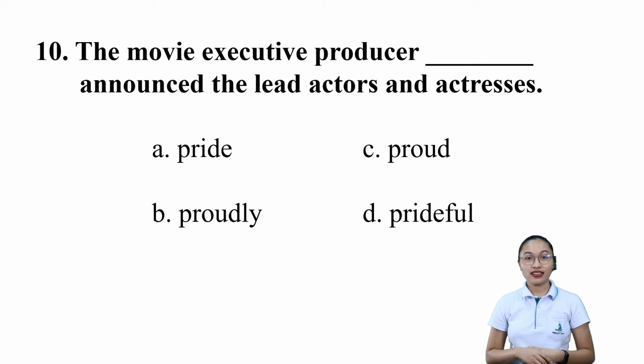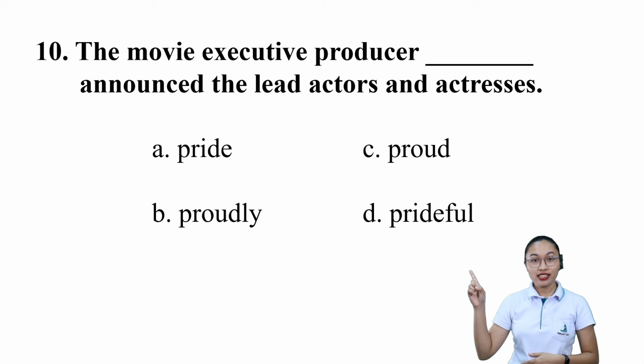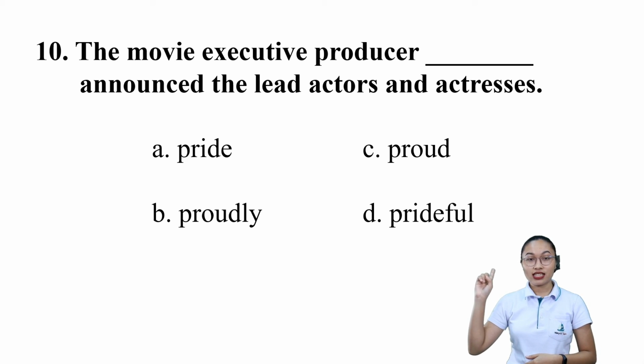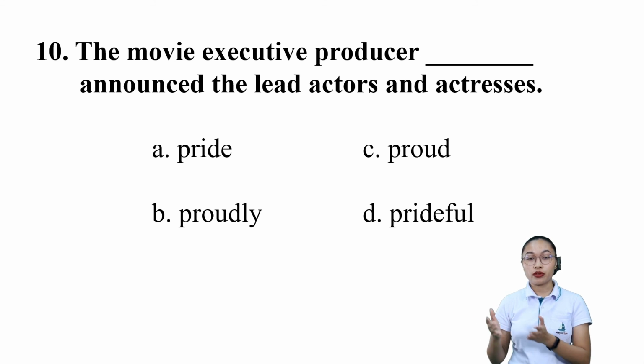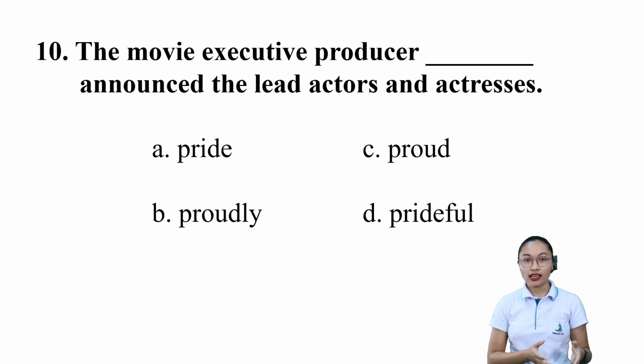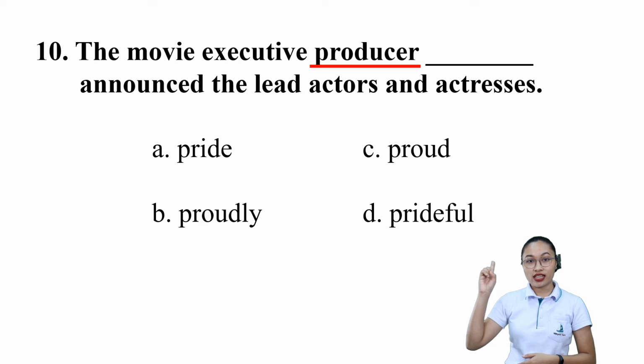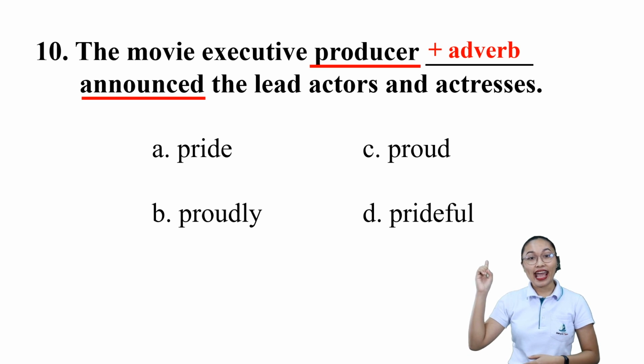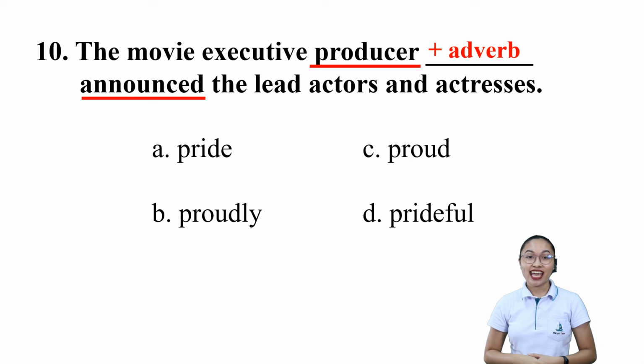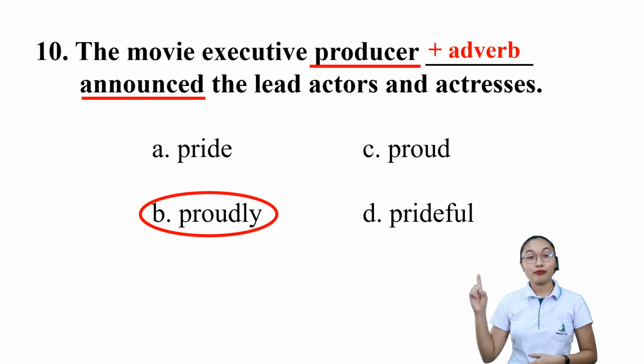Last but not the least, number 10. The movie's executive producer blank announced the lead actors and actresses. A, pride, B, proudly, C, proud, or D, prideful. Look at the words before and after the blank. Note that producer is a noun and announced is a verb, so we need an adverb to complete the sentence. And the answer is B, proudly.